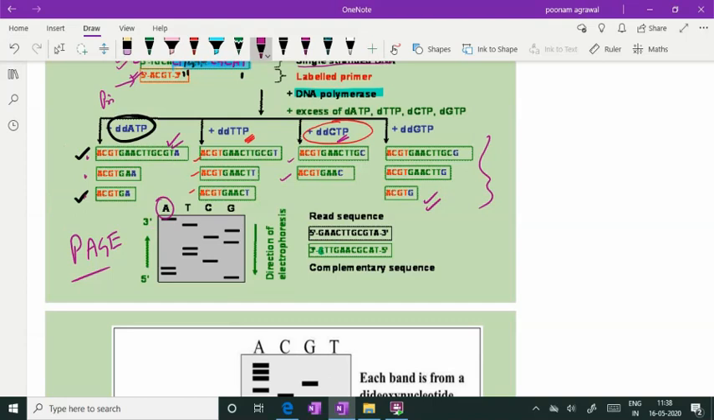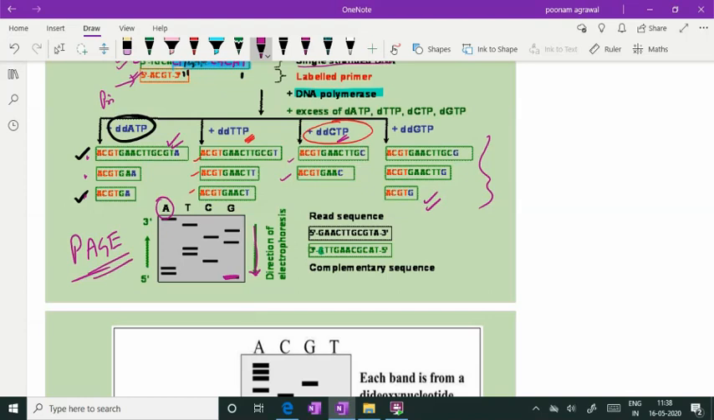They will migrate according to their electrophoretic mobility, and you will get so many bands on the gel, and these bands represent the size of the DNA fragments. The smallest one will be moving fastest. Which one is fastest here?